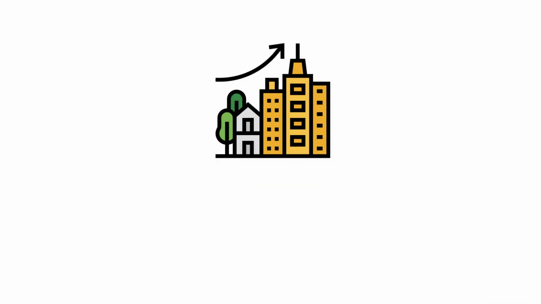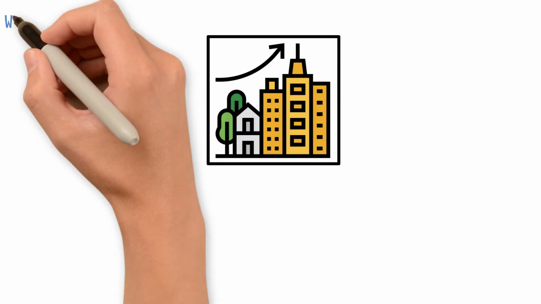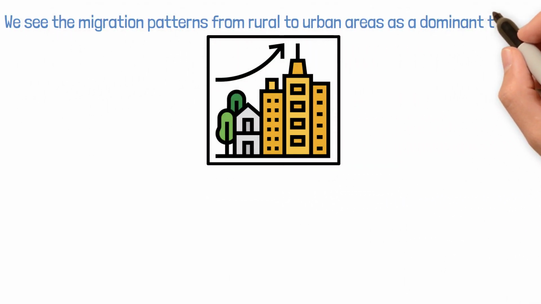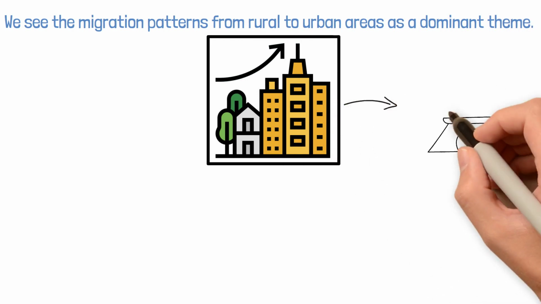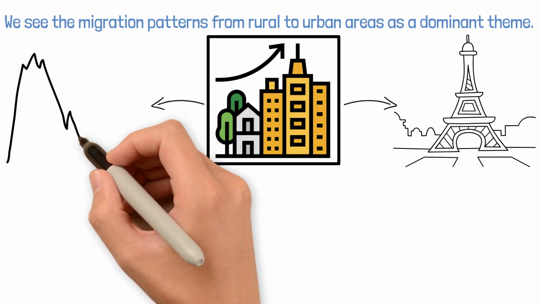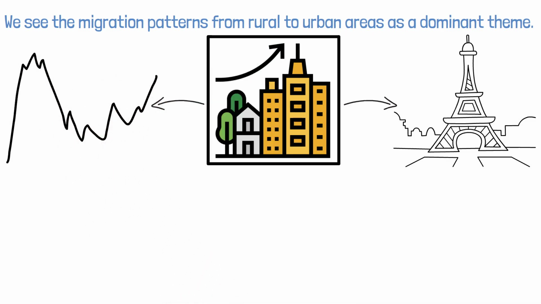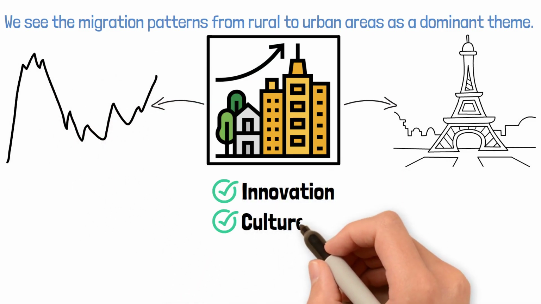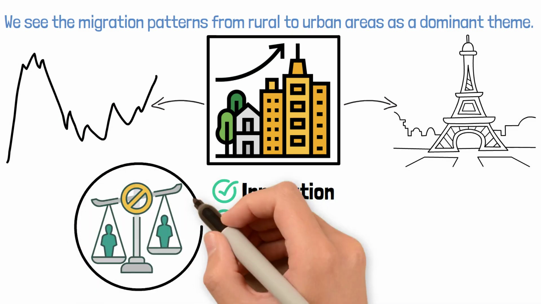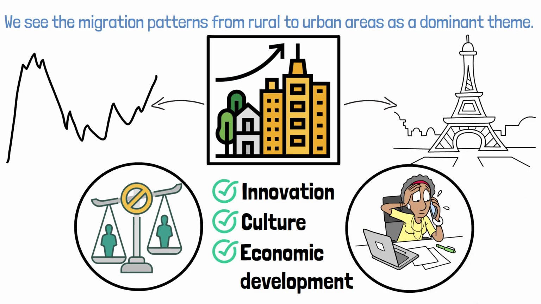As the canvas extends to urbanization, we see the migration patterns from rural to urban areas as a dominant theme. Cities have become the central nodes of human civilization, growing not just in size but in significance. They are the hubs of innovation, culture, and economic development, but also stages for stark inequalities and environmental stresses.